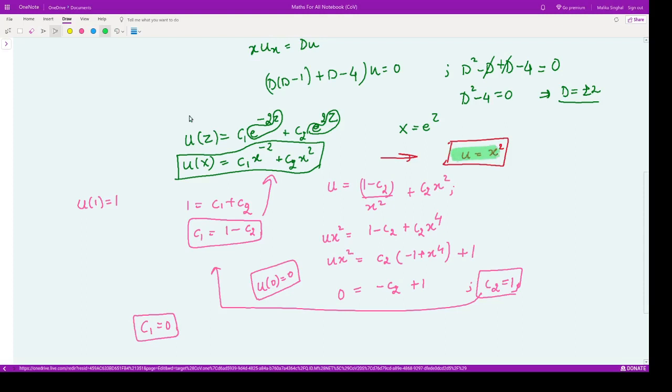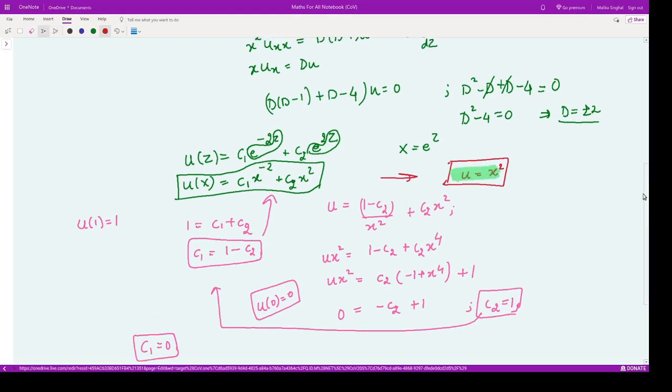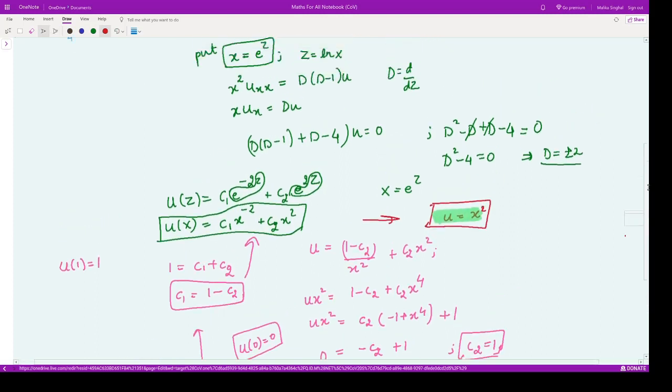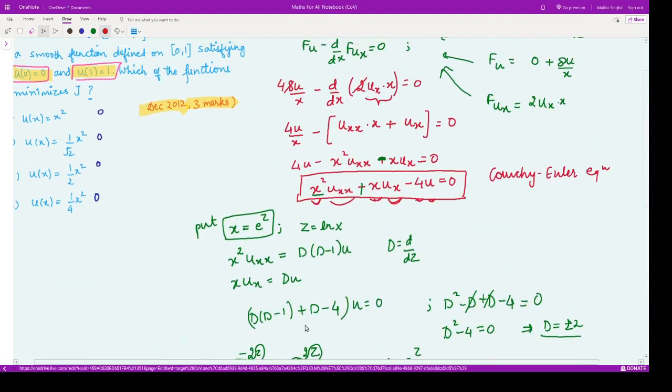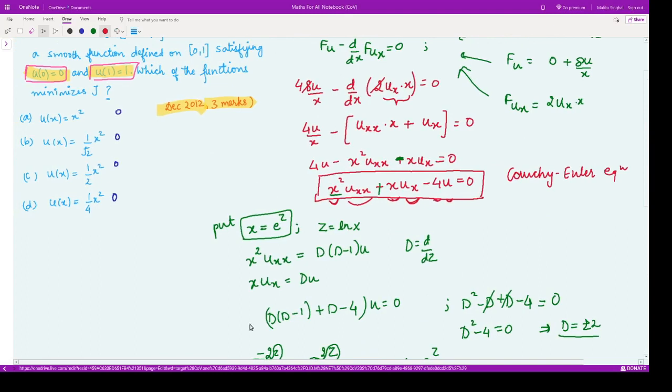So this is the solution, right? Our given options are u is equal to x squared, u is equal to half x squared, 1 by 4 x squared. So clearly option 1 is the correct option.